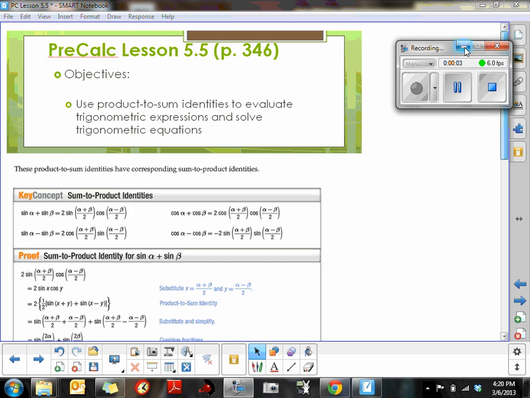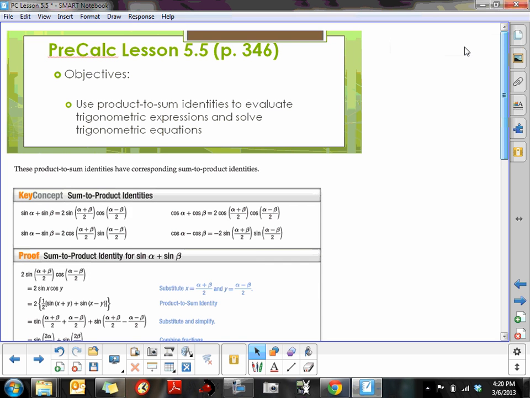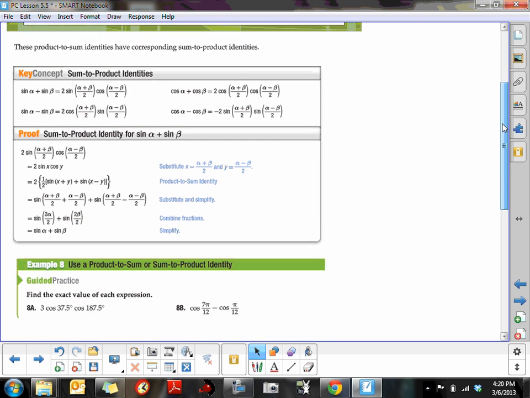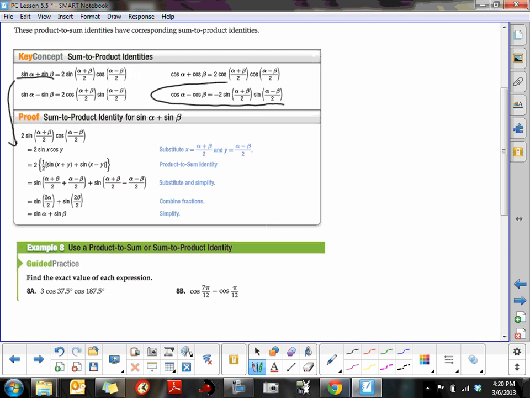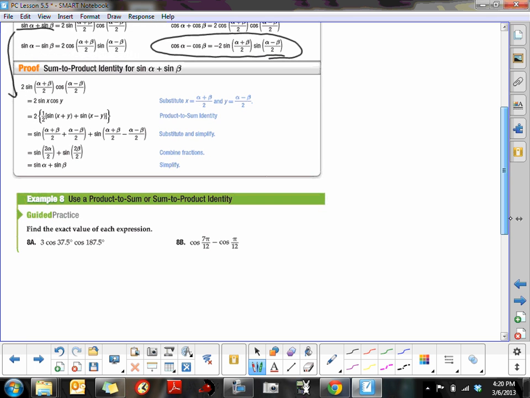The final trig properties that we're going to prove are the sum to product identities. They have a proof of the sum to product identity. So the sum of two sines, that one is right down here. I'm going to take this one and show you the difference of two cosines and how we can write it as a product.